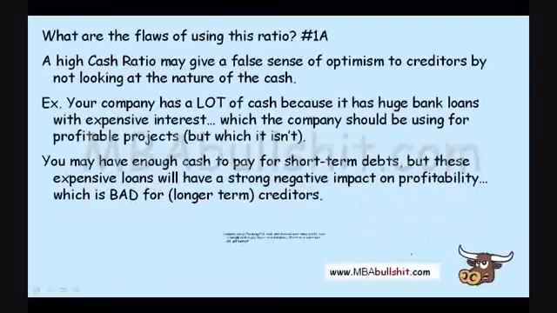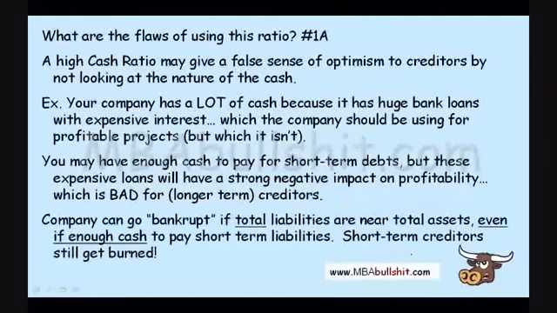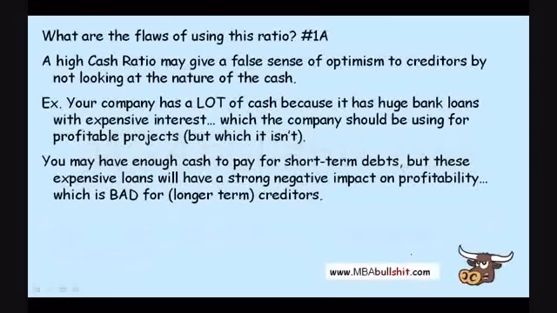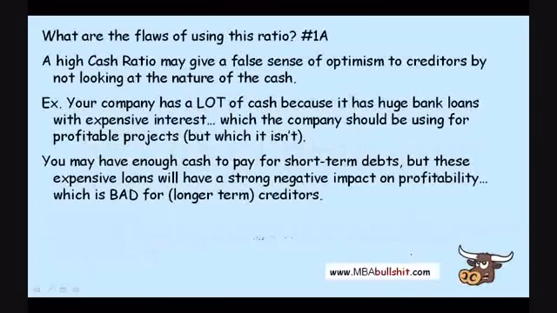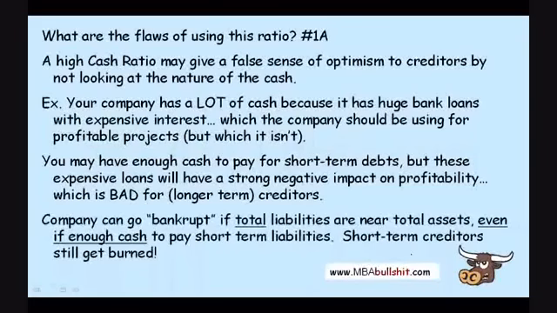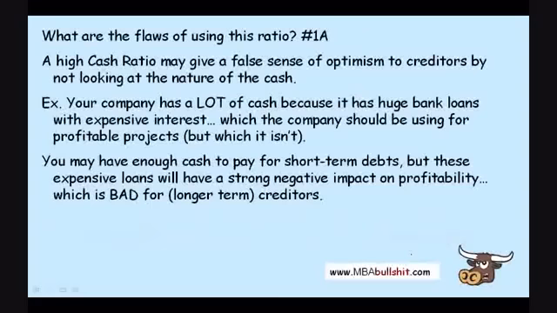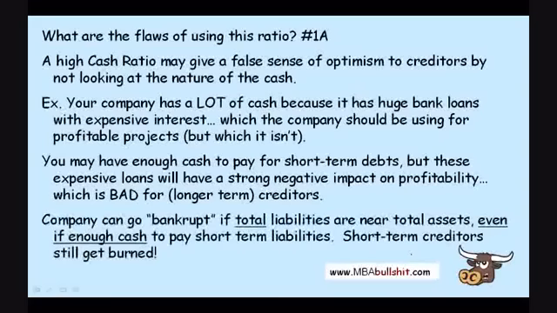Now, the company can go bankrupt if the total liabilities are near total assets. Oh yeah, and another flaw with this is a separate one. Even if a company has a lot of cash, it can still go bankrupt if total liabilities are nearly as big as the total assets, even if it has enough cash to pay the short-term liabilities. In this case, short-term creditors will still get burned.